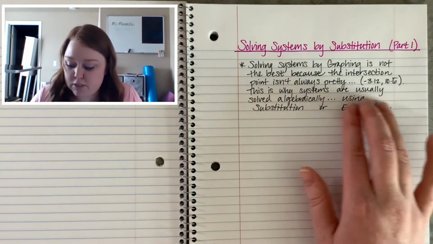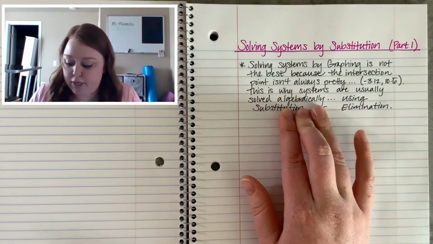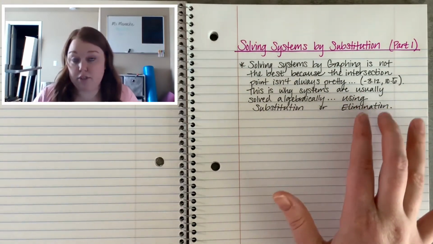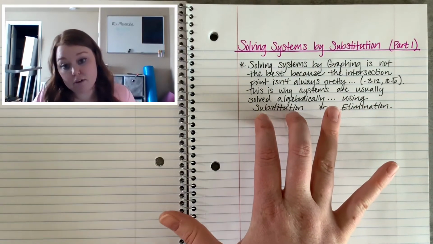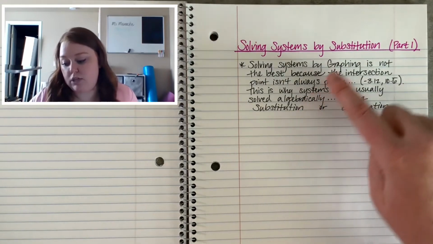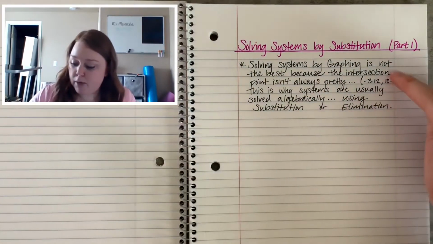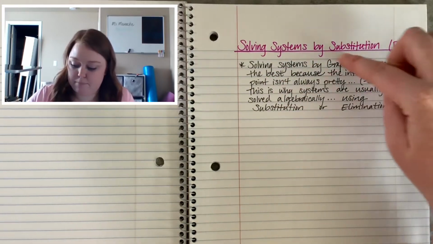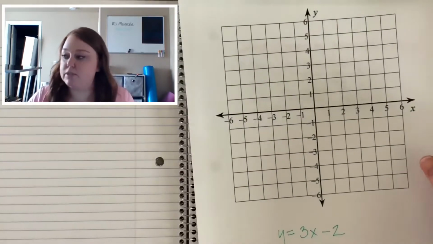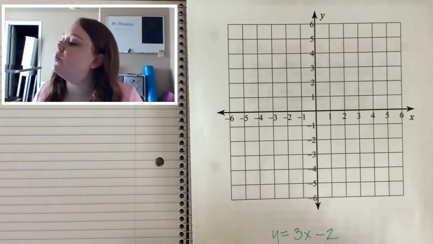So this is why systems are usually solved algebraically. We're going to usually use substitution or elimination. So today's lesson and this week's lesson is all about substitution. But I really want to make this make sense to you, why graphing isn't always the best. It works, it's just not always the best.